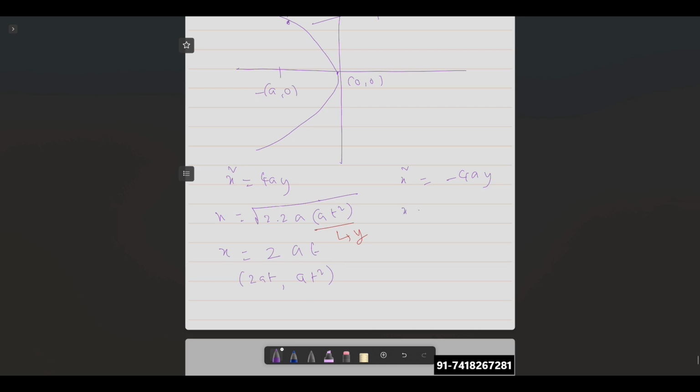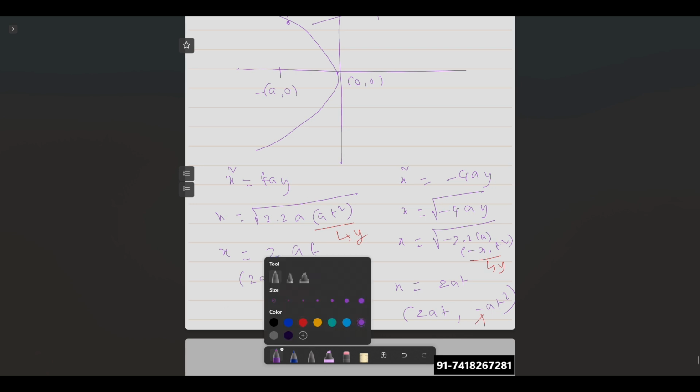Similarly, x equal to root of minus 4 into y, x equal to root of minus 4ay, and then t square. That means your x will be, this is your y, and your x is 2at. So again here it will be 2at and minus at square. So this is what you need to notice. Here it is positive, this is negative.